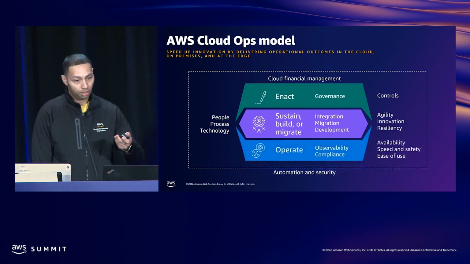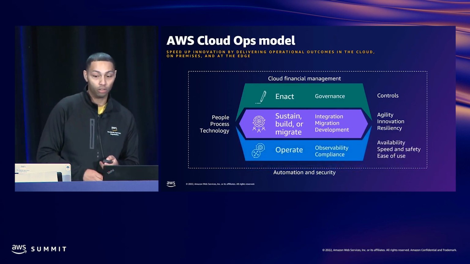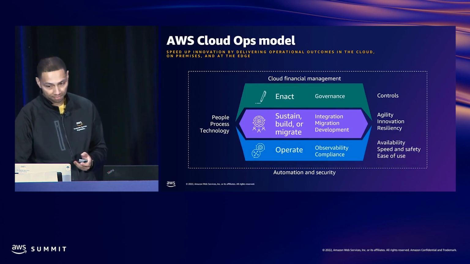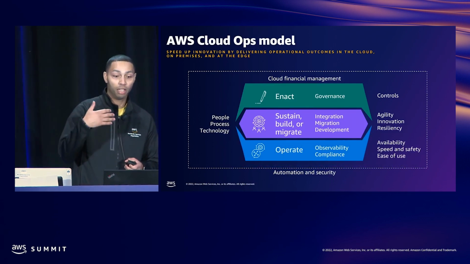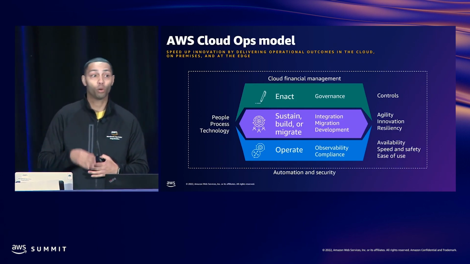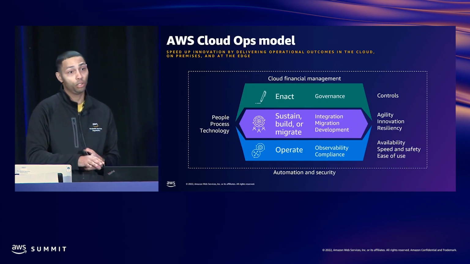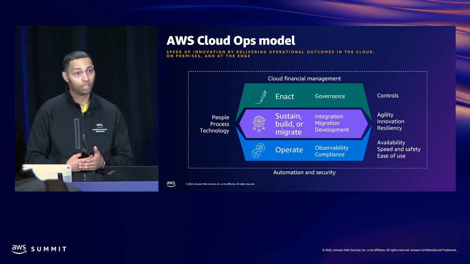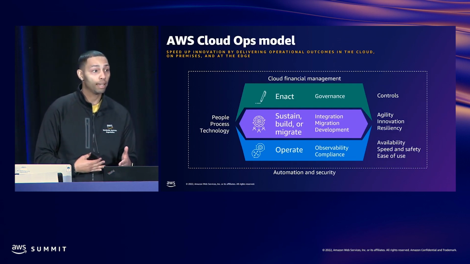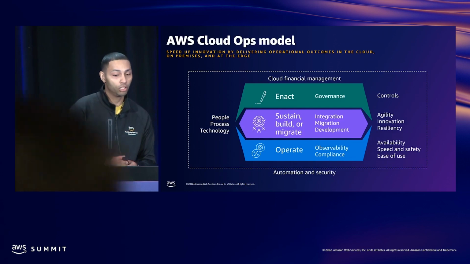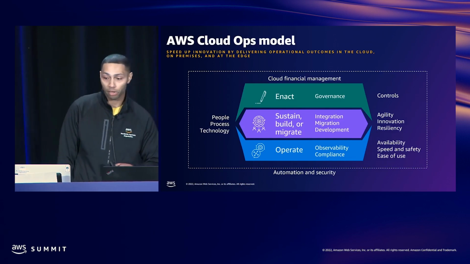Let me just go ahead and go through. So this is the rest of the model: sustain, build, and also operate. We're going to get into the services that enable you to do these things, like enabling those guardrails, remediating automatically without having to have human intervention, and also operating at scale.